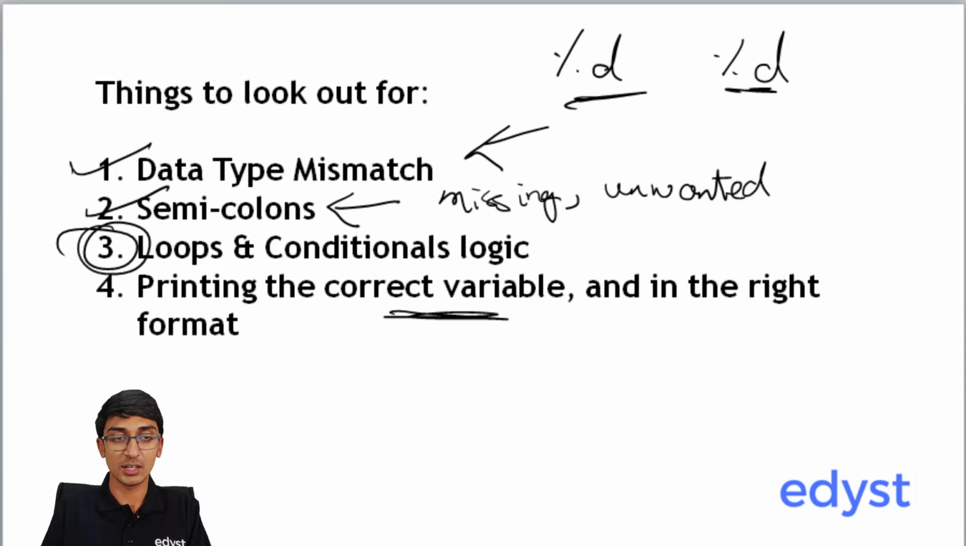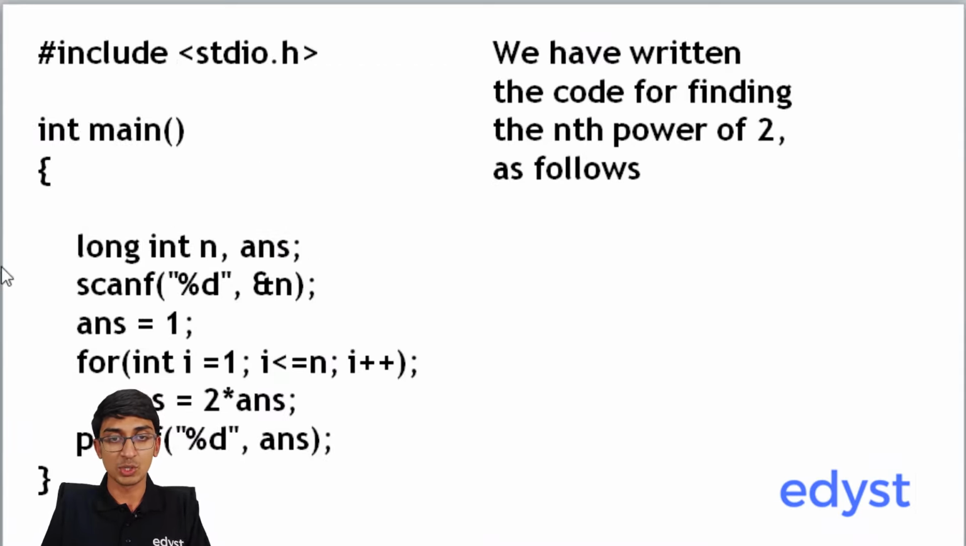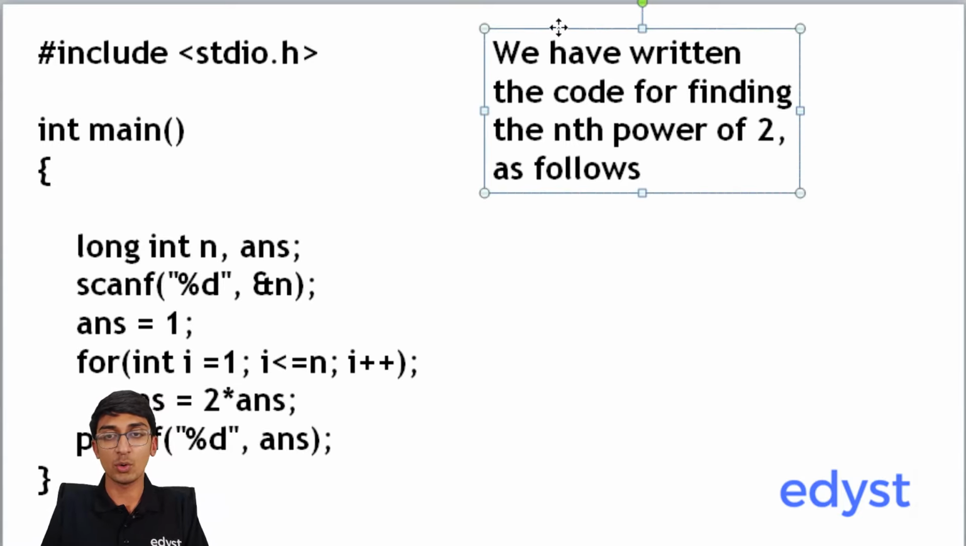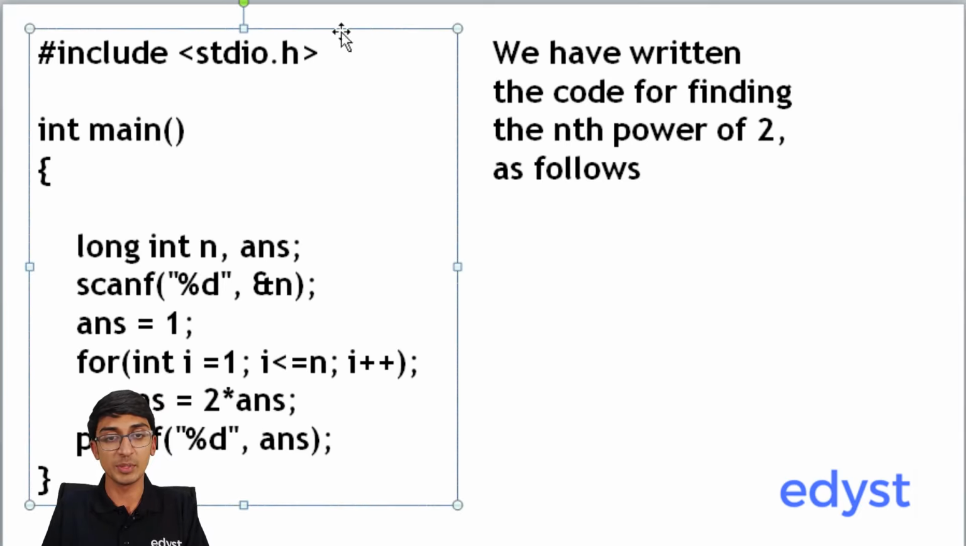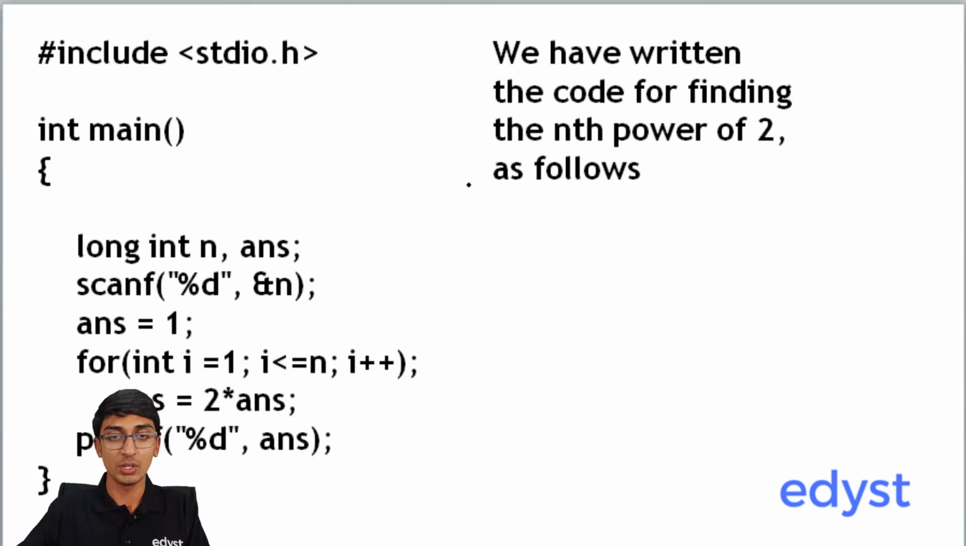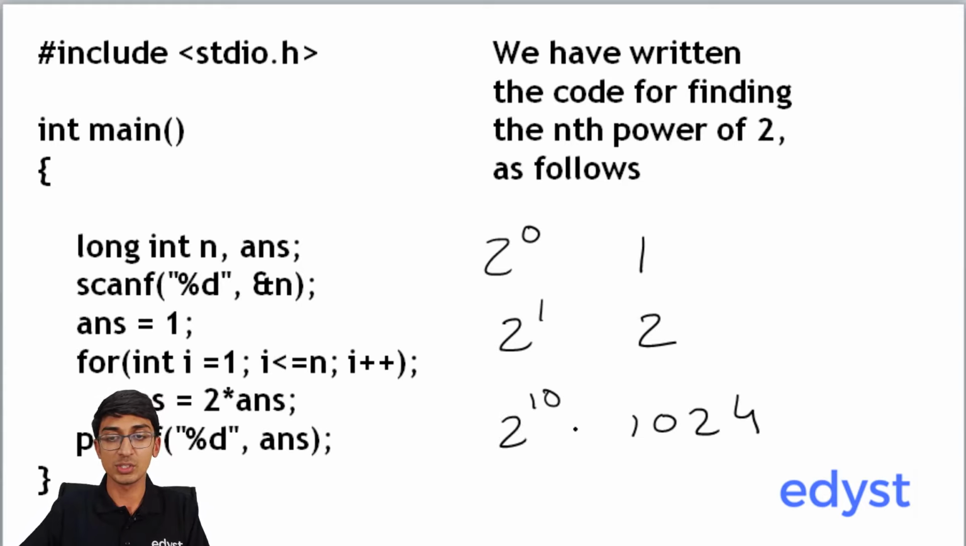So there's one more example that I want to show you. Let me just bring that example up. This is the code which says we have written the code for finding the nth power of 2 as follows. So some code has been written over here to find the nth power of 2. What does nth power of 2 mean? Let's say n is equal to 0, 2 raised to 0 should be 1. If n is equal to 1, 2 raised to 1 is 2. If n is equal to 10, 2 raised to 10 is 1024, right? So this is just exponents. This code is supposedly finding the nth power of 2.